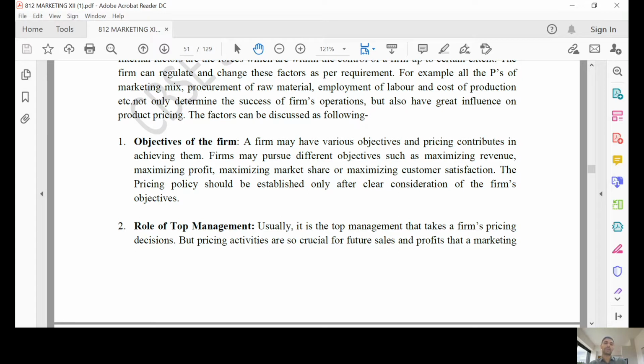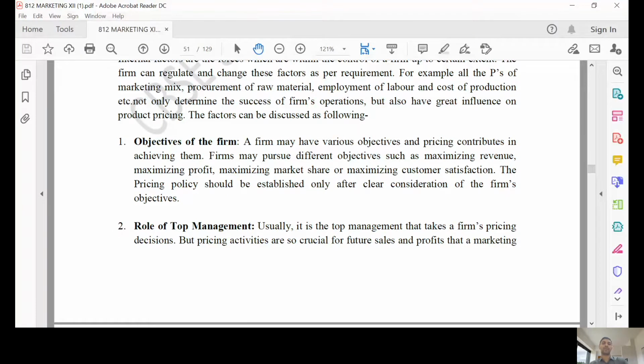So we cannot blindly price our product. First, we should consider what is the objective of the firm. Whether the objective of the firm is to increase the revenue, increase the profit, increase the customer satisfaction, or increase the market share, etc. Only after considering the objective of the firm, we should fix the price. If the objective of the firm is to increase the revenue, we have to increase the selling price. If the objective of the firm is to increase the market share, in that case, we have to reduce the price. Objective of the firm is one of the internal factors affecting pricing.